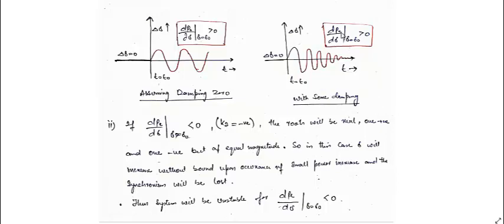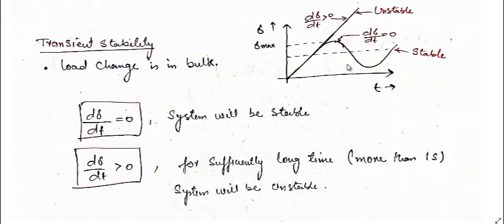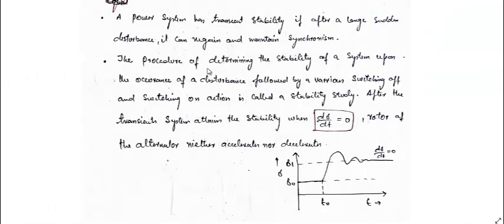One more thing, that dδ/dt will be 0 when the steady state occurs. But here we are not talking about the steady state, we are talking about the transient state. And in the transient state, dδ/dt equal to 0 means the first maximum. So I want you to make this clear.